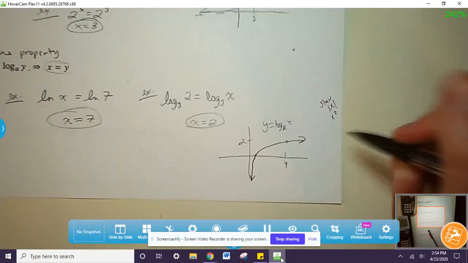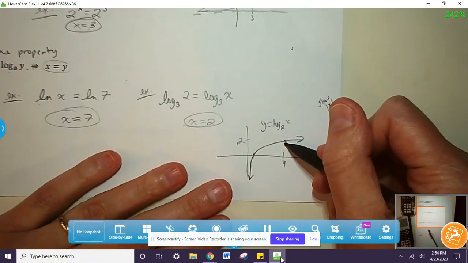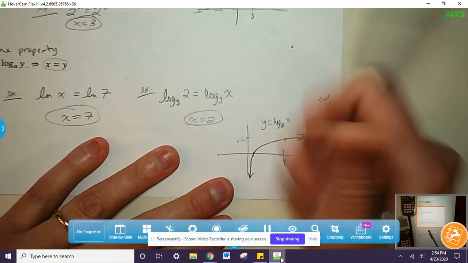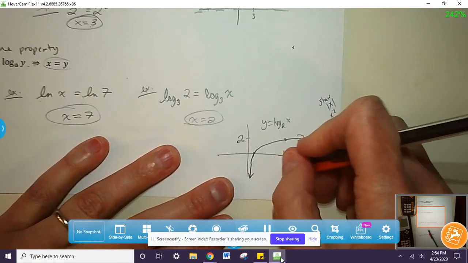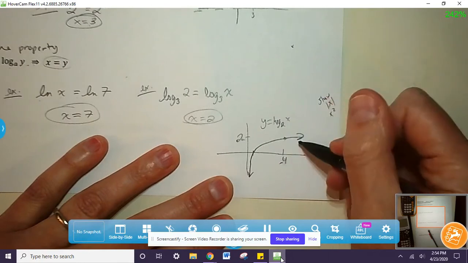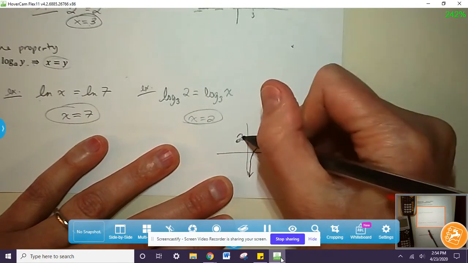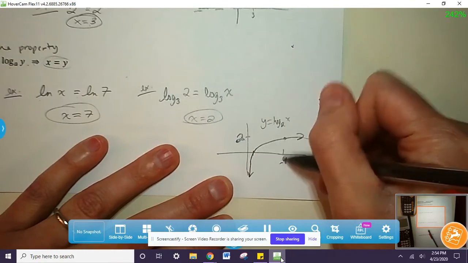Log base 2 of x. Okay, so if this point is on log base 2 of x, if I were to tell you that the output is 2, then you could guarantee me that the x has to be 4. Is there any other point on this graph that gives you an output of 2? No, the only x that gives me an output of 2 is 4.